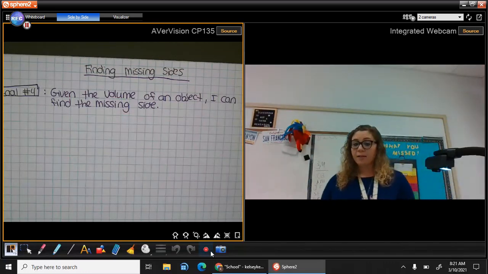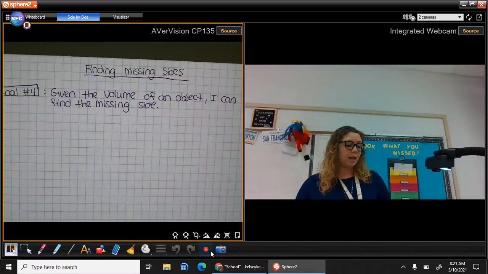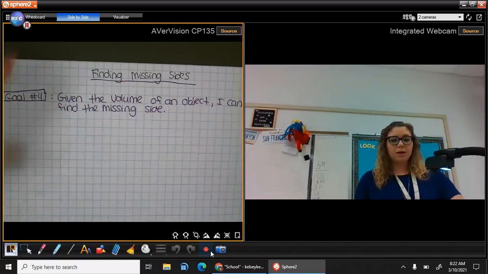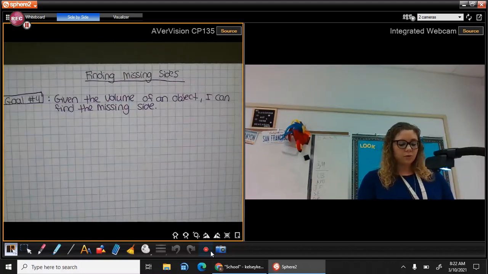So that's what we're going to talk about today. If we're not finding the volume, we're finding the missing thing they want us to find. Okay. So the first thing we're going to talk about is cylinders.